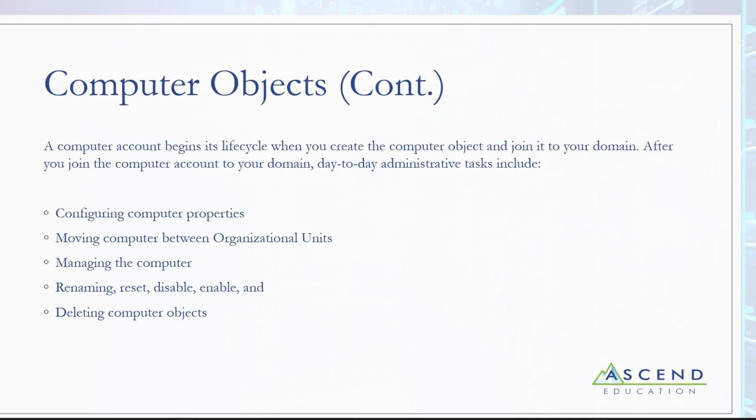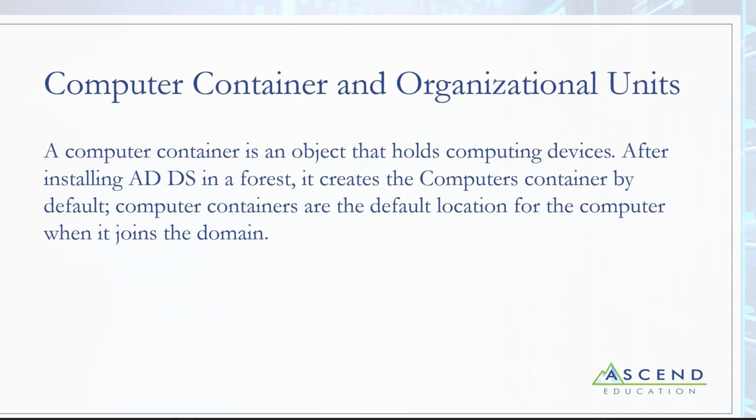After you join a computer and user to a domain, then you're going to get a lot of different capabilities, such as being able to configure things like computer properties. You can move computers between organizational units. So basically, if today a user is in HR and tomorrow they get moved to accounting, they're going to have different rights. And so you can move that user just by dragging and dropping them from one organizational unit into another, and they automatically inherit the correct rights they need to do their job. You can manage the computer, rename, reset, disable, give access to the computer or not, and delete those computer objects.